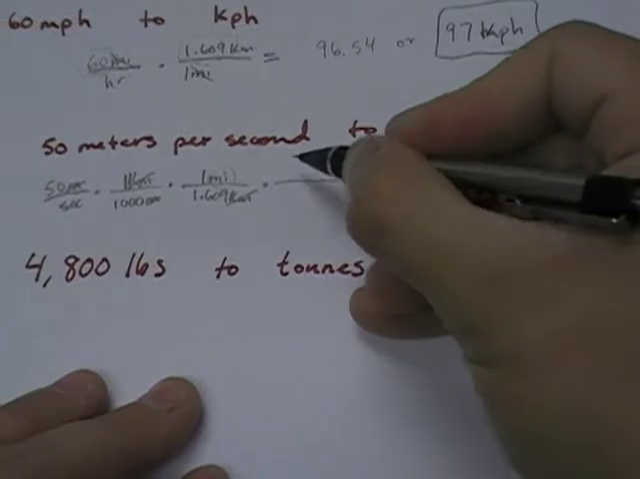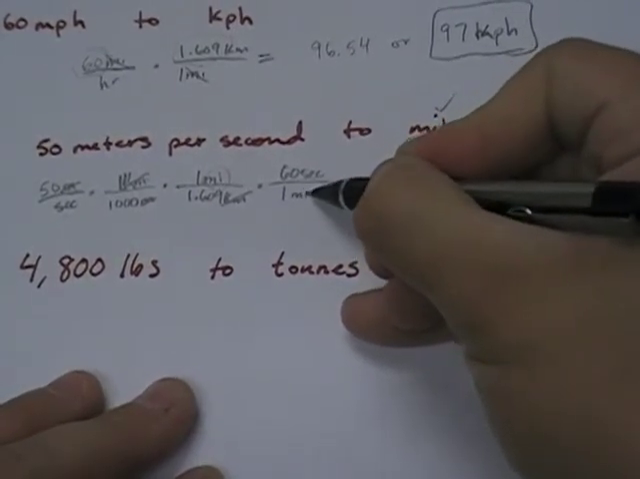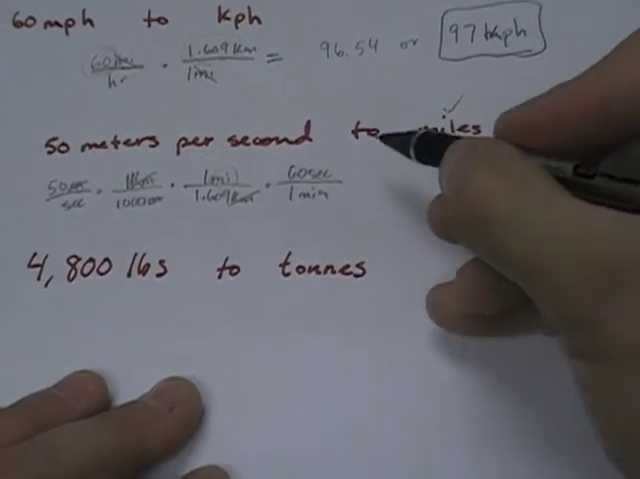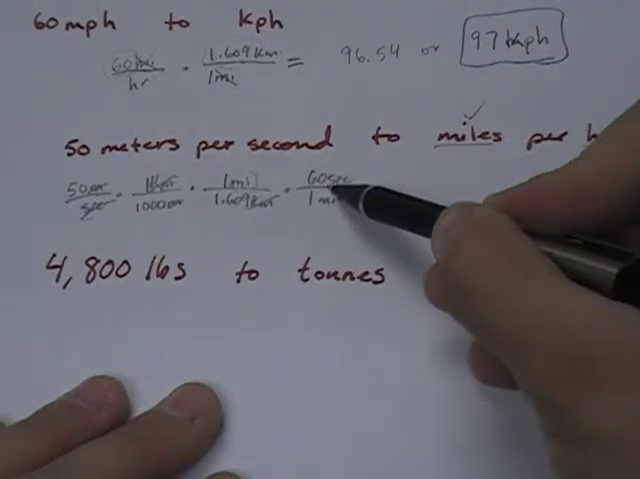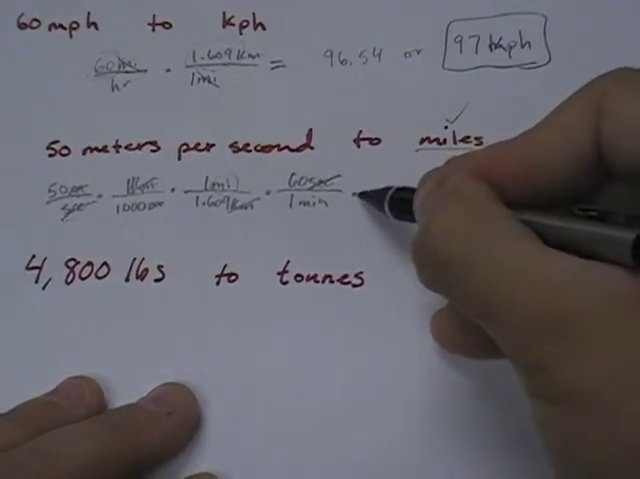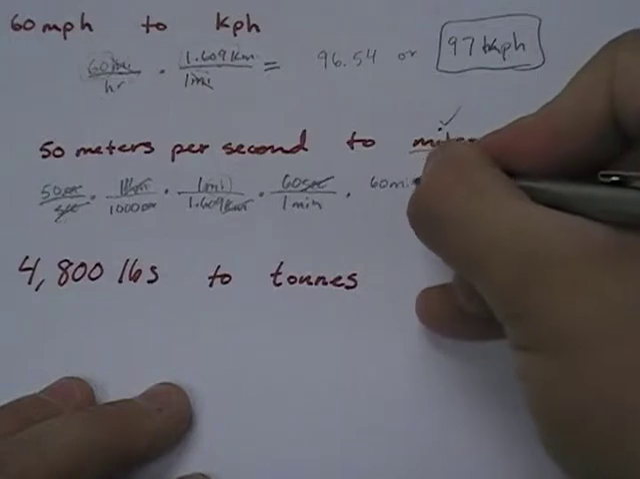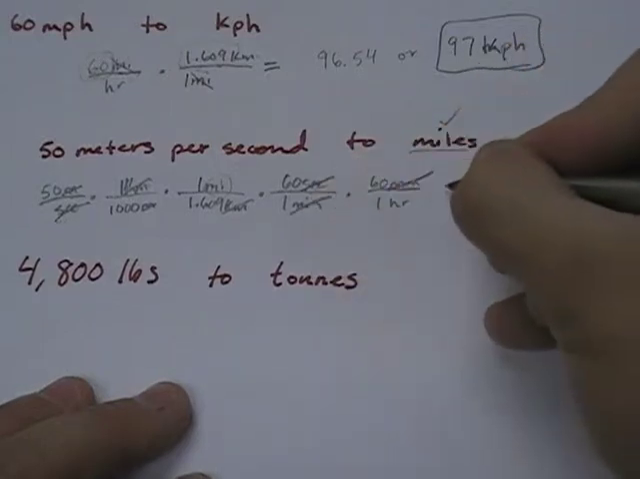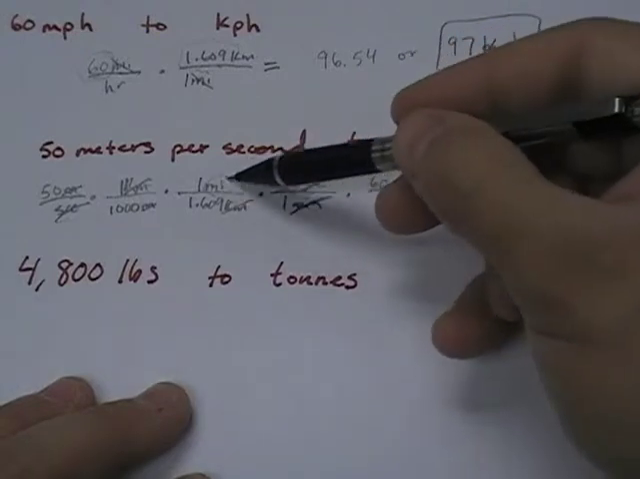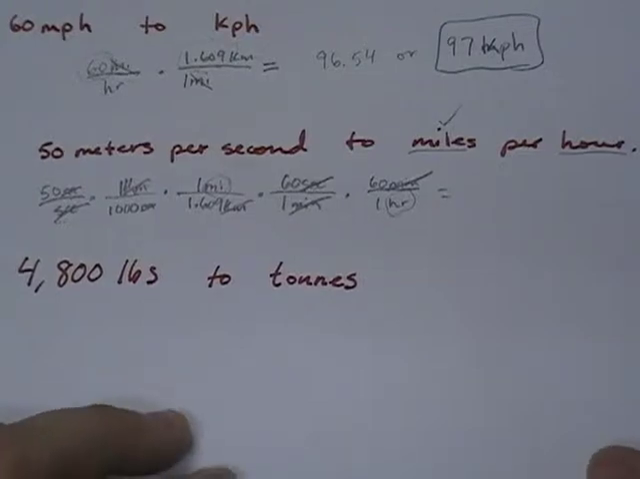What do I know about seconds? I know there are 60 seconds in 1 minute. Okay, so seconds cancel. And I know that there are 60 minutes in 1 hour. And so minutes cancel. And now I look, I have miles on top, I have hours on bottom. And that's how I know to stop. That's how I know I've done this problem correctly.